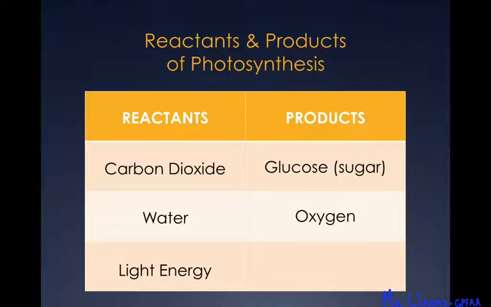Okay, the reactants and products, you need to be able to identify both. The reactants of photosynthesis are carbon dioxide, water, and light energy. That's what goes into the reaction. The products, which is what comes out of the reaction, are glucose, sugar, and oxygen. Glucose is just sugar, that's the reason it's in parentheses. All right, so again, make sure you're able to identify both of those.